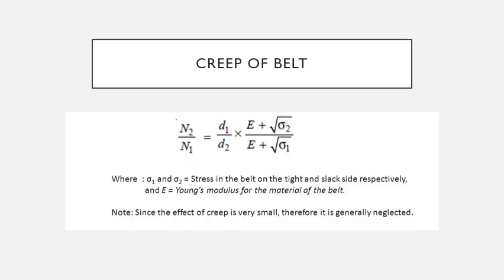This is the formula of the creep of the belt, and this is the stress in the belt on the tight side and the slack side respectively. Sigma 1 is the stress in the tight side, sigma 2 is the stress in the slack side. This is the Young modulus of the material, and you can calculate the creep and the velocity ratios. Since the effect of the creep is very small, it is generally neglected.